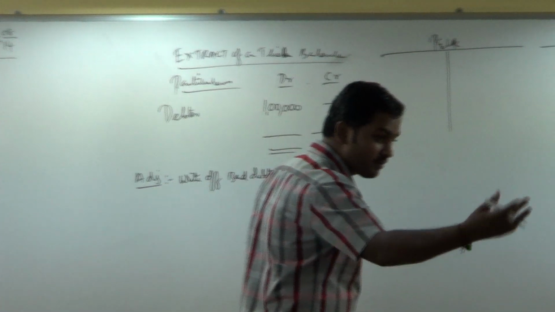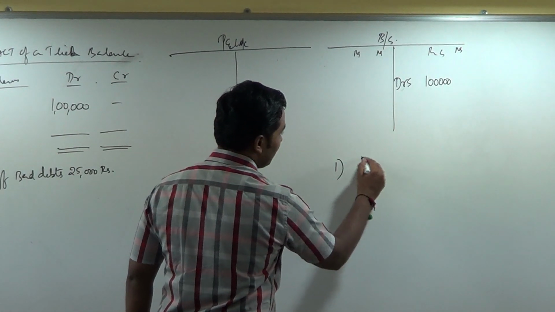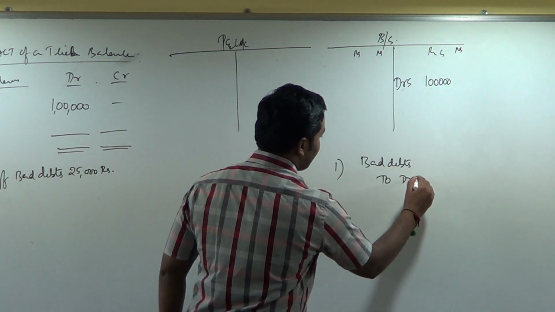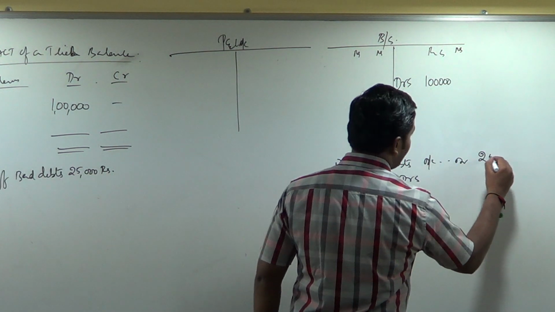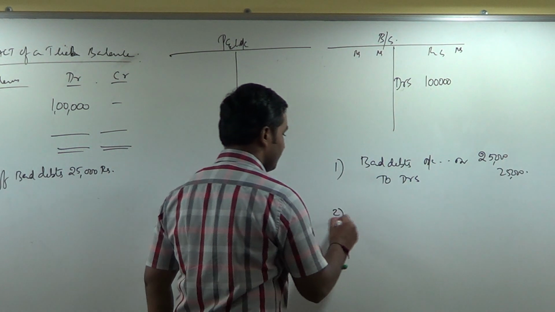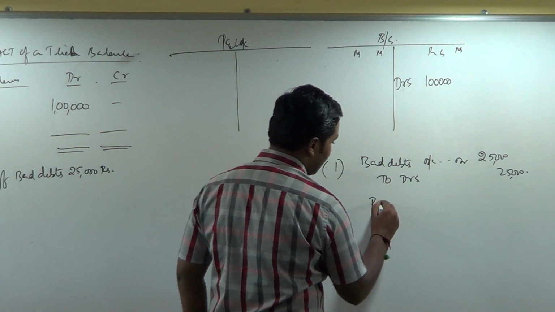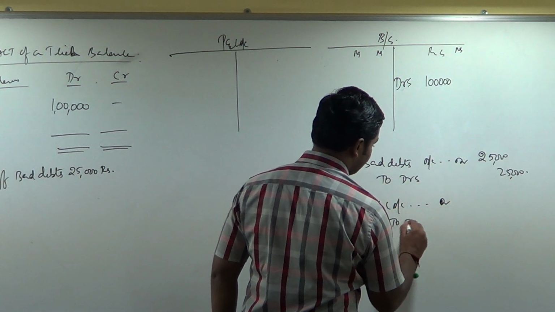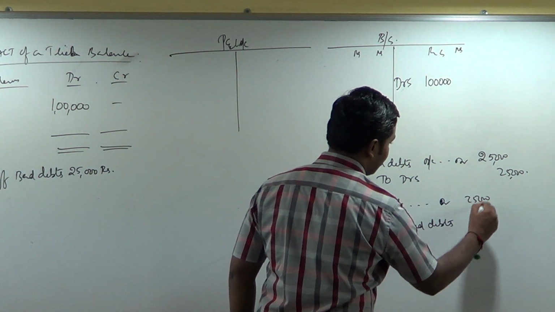Please tell me what are the entries you have to pass now? Below the balance sheet, I will pass the adjustment entries. 1. Bad debts account debtor to debtors account. How much? 25,000. And what is the next entry? Bad debts account has to be closed. What is the entry you should pass? P&L account debtor to bad debts account 25,000.